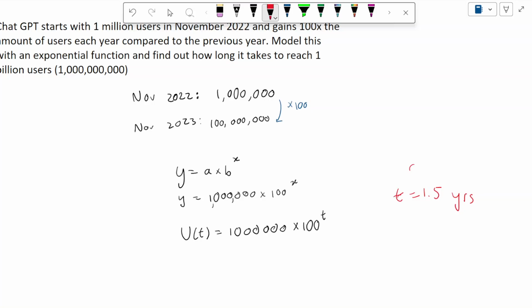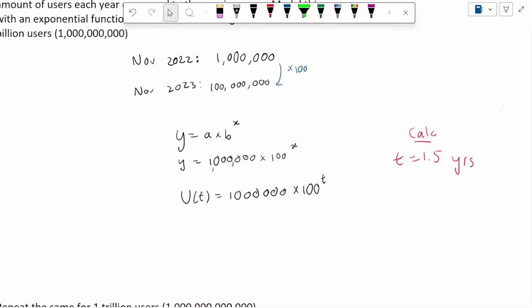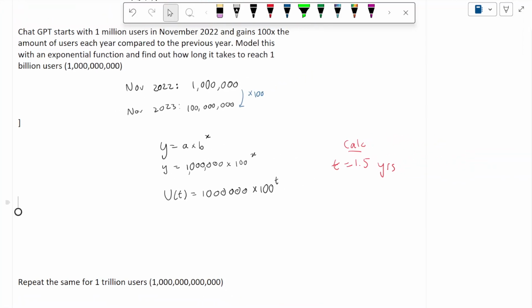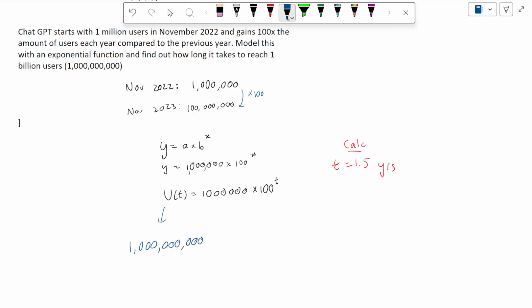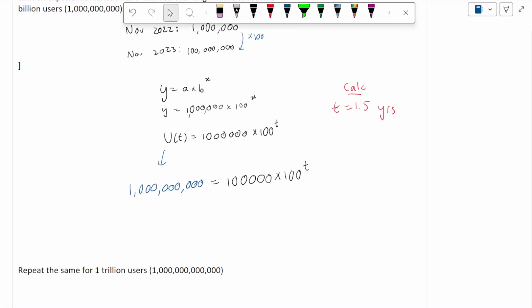So that's from the calculator. But we can solve this by hand. So by hand, we've got to set u equal to 1 billion. So 1, 2, 3, 4, 5, 6, 7, 8, 9 zeros. And this is going to equal the original amount times 100 to the power of t. And then we can just divide by that original amount.